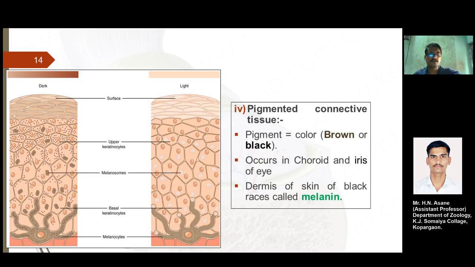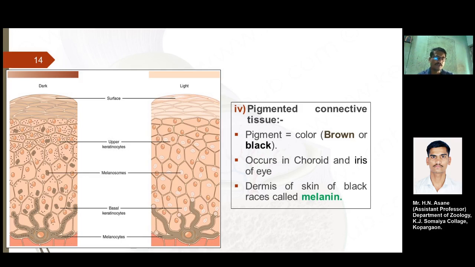As you can see in this picture of the tissue, the melanocytes are the cells of these pigmented connective tissues, and these melanocytes secrete a substance known as melanin, and these melanosomes get collected or situated among each cell, and the basal keratinocytes are the cells of this tissue that pass on the pigments of this connective tissue.